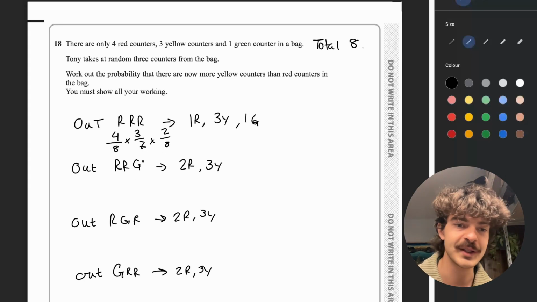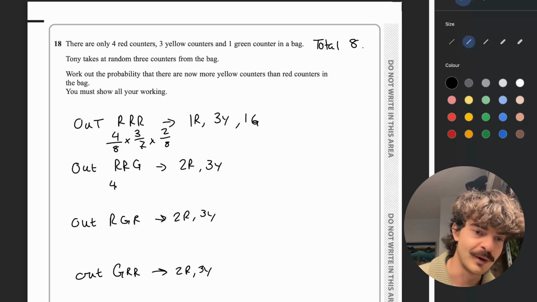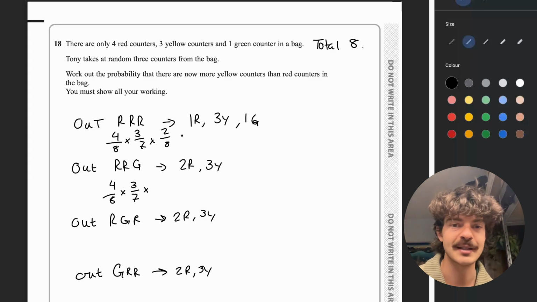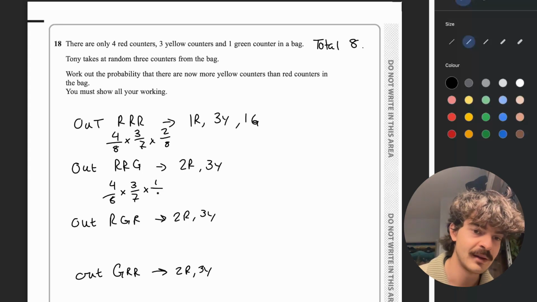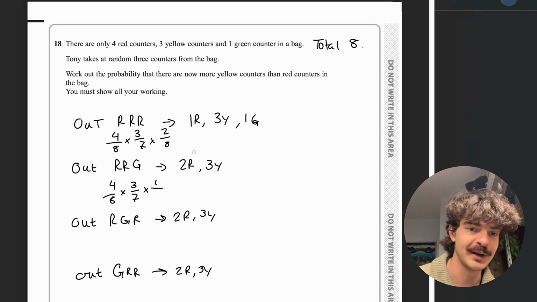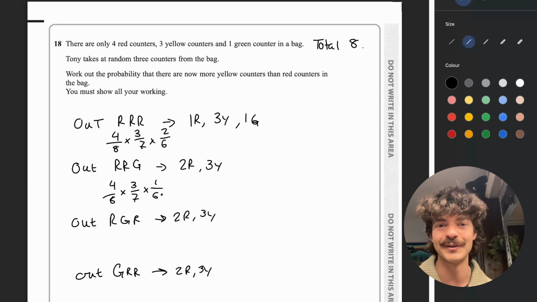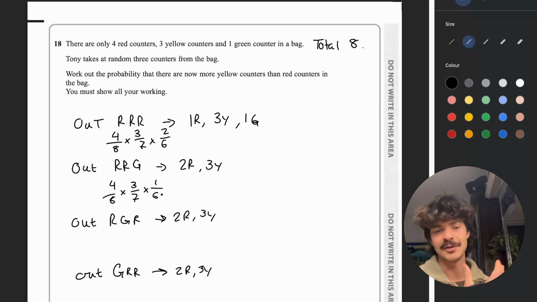We can then run through this idea again. 4 over 8 times by 3 over 7. But now we're thinking about a green counter being the one that we take out last. And there's only one green counter. I realise I put an 8 over here. That shouldn't have been an 8. That should have been a 6. And that's the green counter over here is going to be 1 over 6 as well, right? We've taken out 2 counters previously.